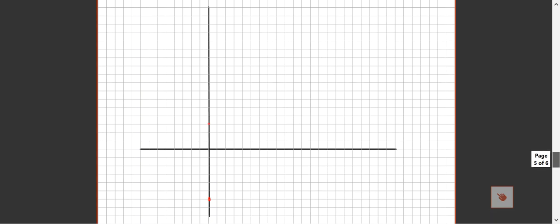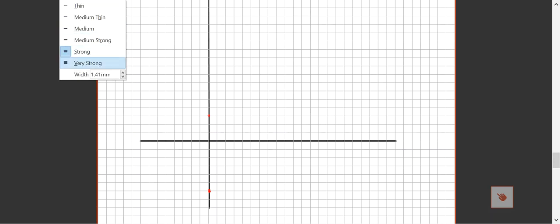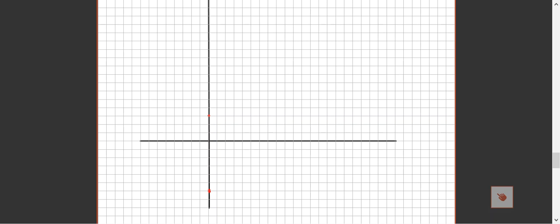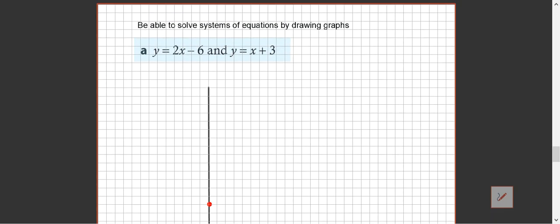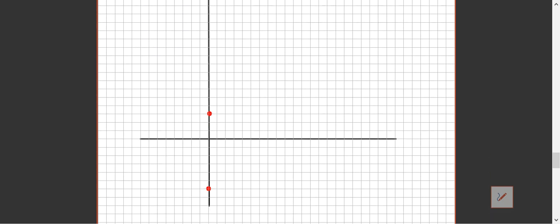Right. I have 2 dots. One at 3. The other one is at -6. Why have I done that? That's the start of both of the lines. So I'm just going to do the 2x minus 6. So I've got my starting point. I'm just going with squares because counting squares in this one is nice and easy.